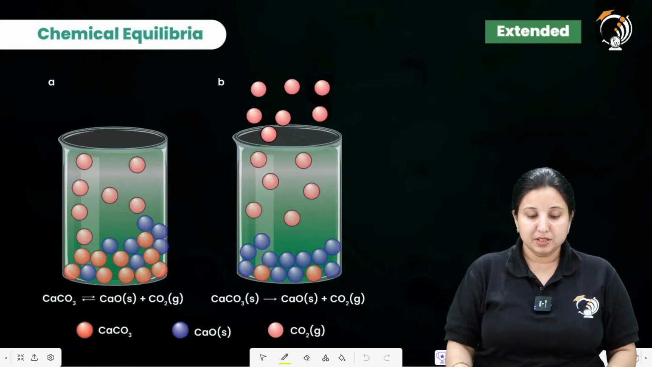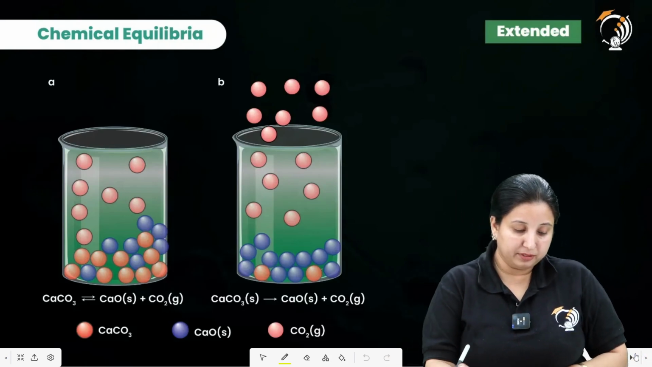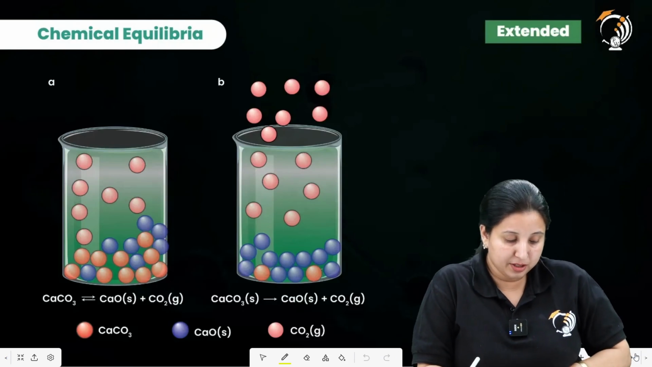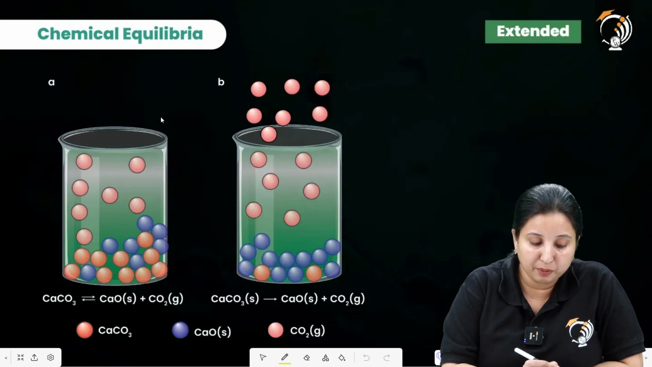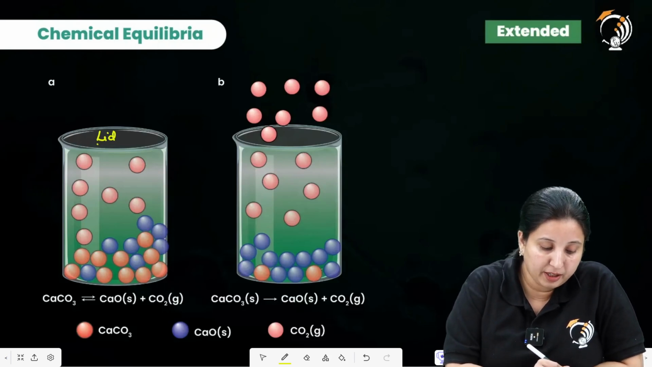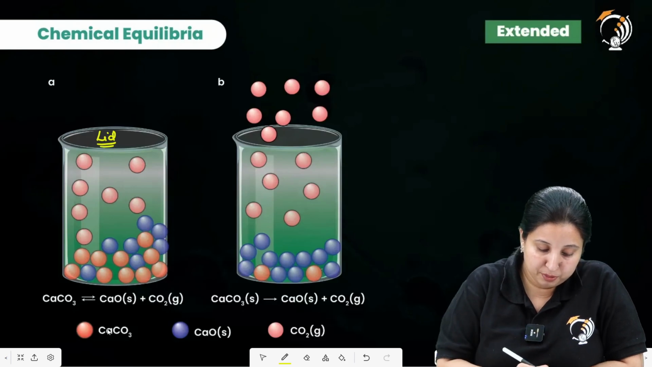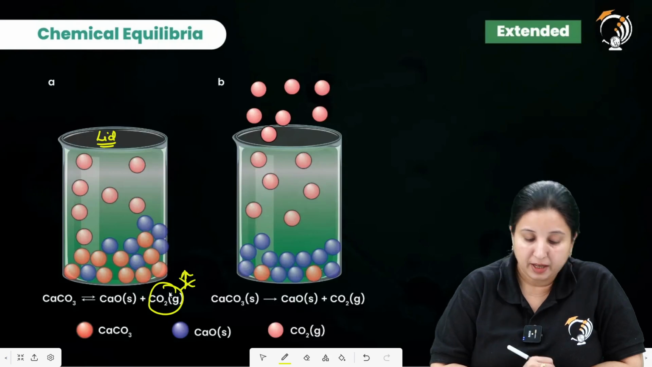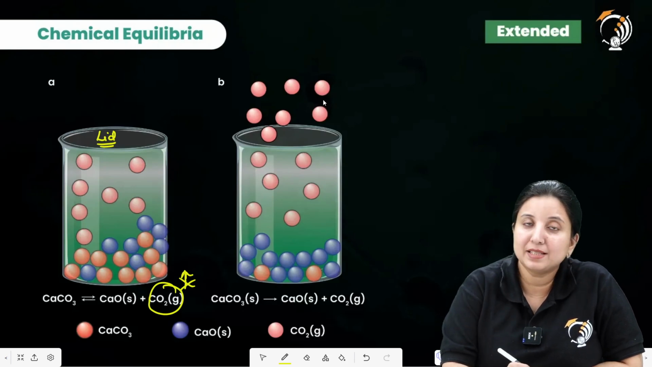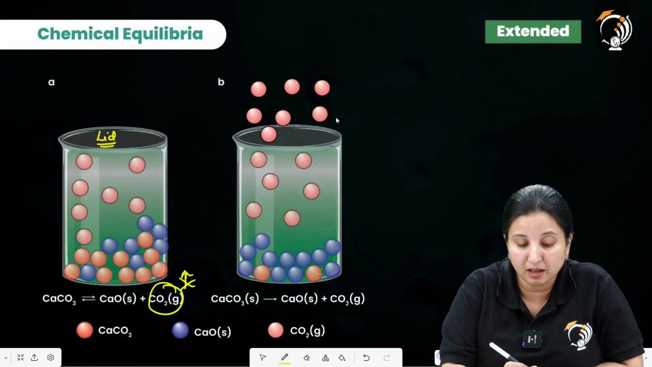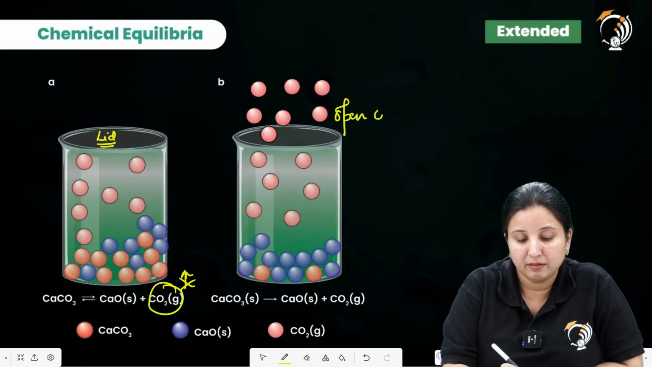So over here you can just look, we have taken the example of calcium carbonate. In the first one, we have covered a lid over here. There is the presence of the lid on this particular container, because of which the carbon dioxide is not able to escape. But over here, the carbon dioxide is able to escape because there is no lid, meaning it is an open container.